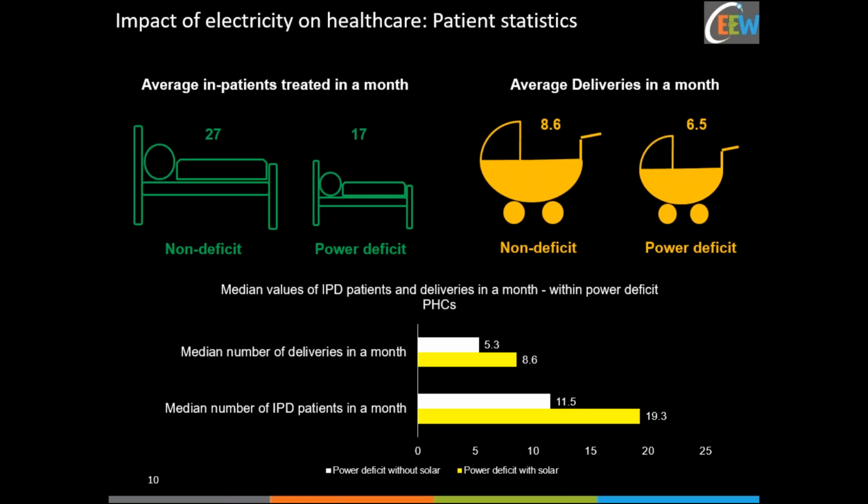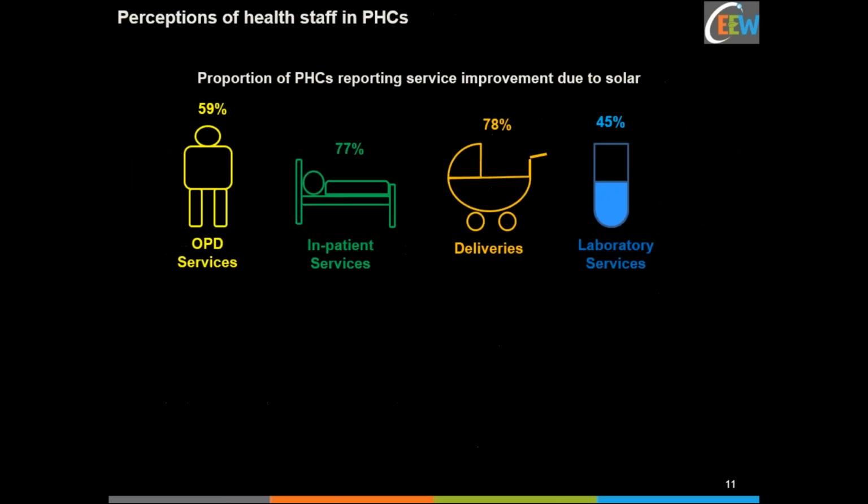In addition to these quantitative analyses, we also interviewed the staff of the primary healthcare centers to understand their perception of how things have changed after solar had come in. And we found that the perception was rather positive. For example, 59% reported that there were improvements in OPD services or outpatient services due to solar. 77% reported that there were improvements in inpatient services. 45% reported that there were improvements in laboratory services.